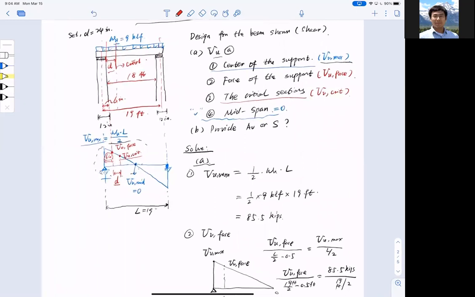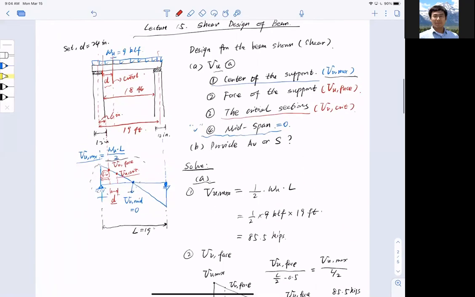We also talked about what the critical sections are and what the shear forces are at these critical sections. We asked about the center of the support, the face of the support, and of course the critical section, which is on the left side, distance d away from the support. I want to point out again, be careful: you do not use Vu max, which is the shear force at the left-hand side support. Instead, we use the shear force at the critical section for the design.